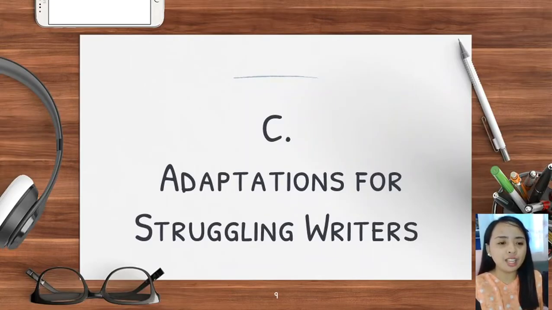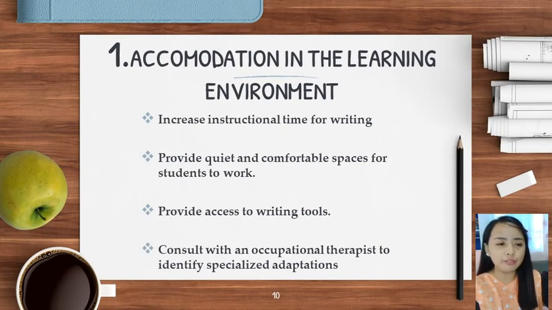Adaptations for struggling writers. First, accommodation in the learning environment. Increase instructional time for writing. As a teacher, if before you were teaching writing only twice a week, now you increase your instructional time to every day, or let's say every other day, to help them develop their writing skills. The second one, provide quiet and comfortable spaces for students to work.